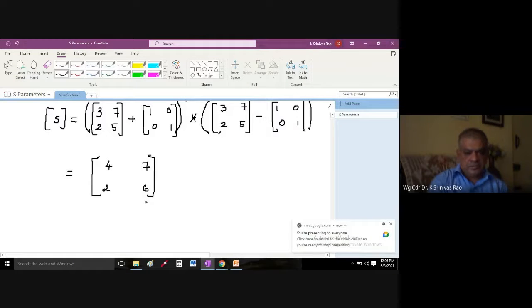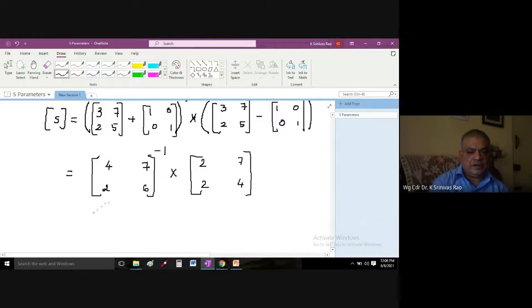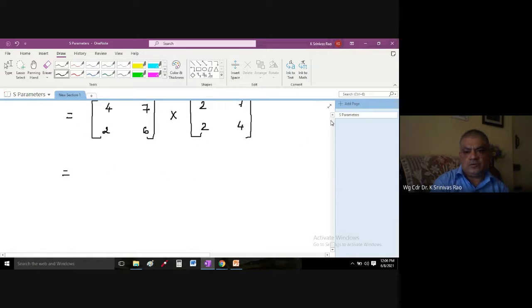So we have here [4 7; 2 6]. After simplification, now we have to take the inverse of this, then multiply by the other matrix: 3 minus 1 is 2, 7 minus 0 is 7, 2 minus 0 is 2, 5 minus 1 is 4. So we have this matrix like this. Now I have to calculate the inverse in a simple way. There is no need to go for a separate calculation; you can do it here only. We already know how to calculate the inverse.